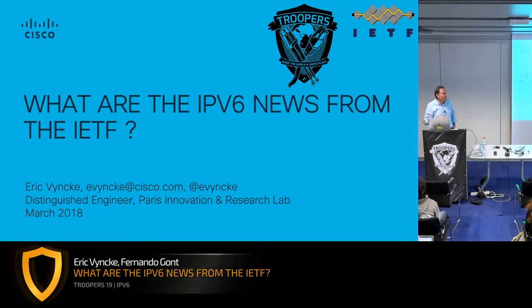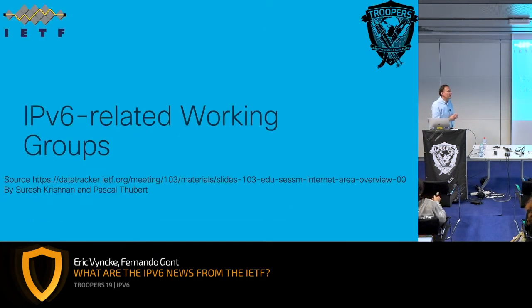So when we talk about potential talks for this week, it was suggested: hey, what's happening in the IETF? I mean, not in 97, 98, but in recent years. Just to introduce you to the IETF structure: it has multiple working groups, each dedicated to one topic. There are about 30 working groups, grouped by areas, but many of them work on things related to V6. I'm using some slides from the introduction to the internet area done by Suresh and Pascal.